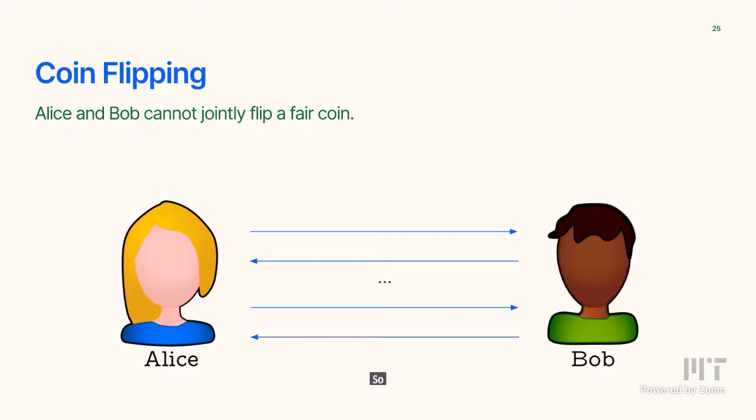So here's the surprising result. Alice and Bob cannot flip the coin. It's just impossible.